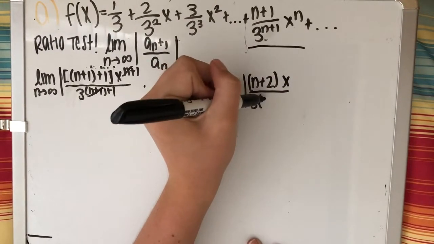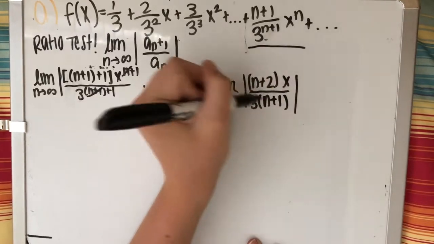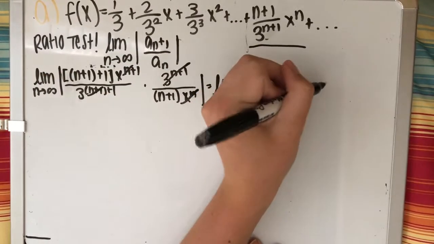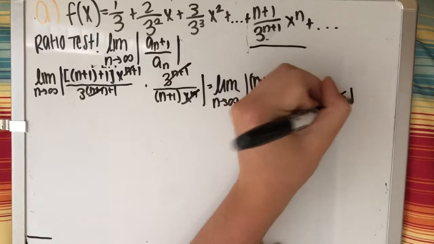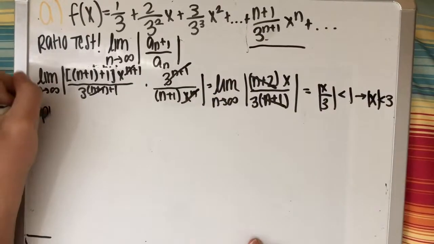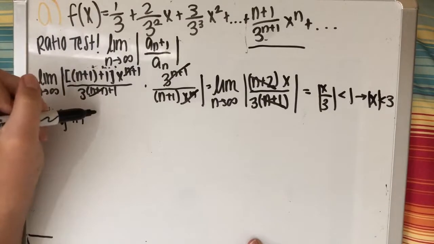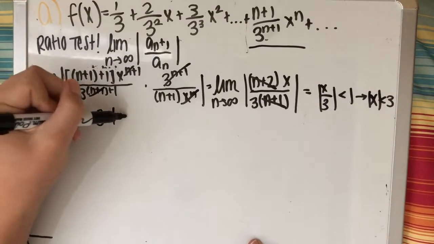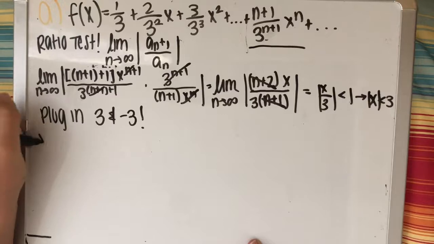N plus 2 over n plus 1 will go to 1, so then we're just going to be left with the absolute value of x divided by 3 is less than 1, and then we multiply both sides by 3, and then we just get the absolute value of x is less than 3. Now that we have the radius, we're going to check for convergence at the endpoints, so we're going to plug in 3 and negative 3.